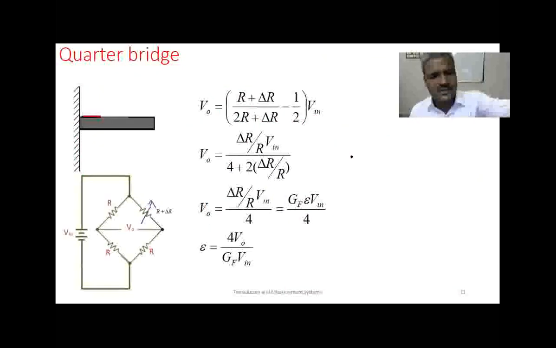Next is the quarter bridge. The quarter bridge is nothing but when we bond only one strain gauge, using only one arm of the Wheatstone bridge. You simply bond one strain gauge here. This is one strain gauge. The two wires of the strain gauge are connected here.